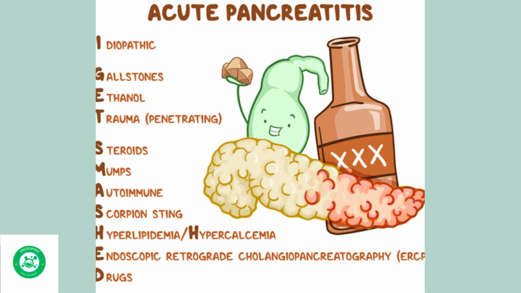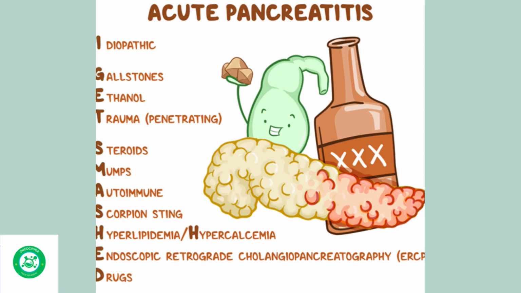Alcohol is the most common cause of chronic pancreatitis, but it's the second cause of acute pancreatitis. And we have also trauma, I mean here abdominal trauma, abdominal injury, and that causes penetrating injury. And we have also another cause, which is known as steroids, and we know there are two mechanisms of steroids causing acute pancreatitis.